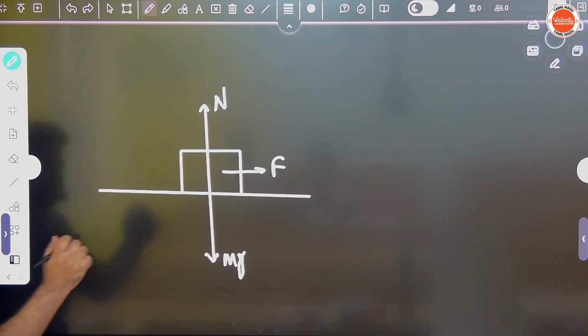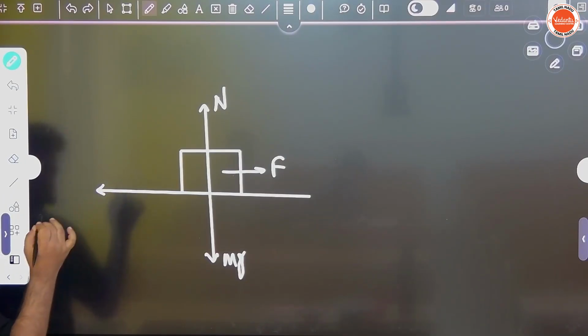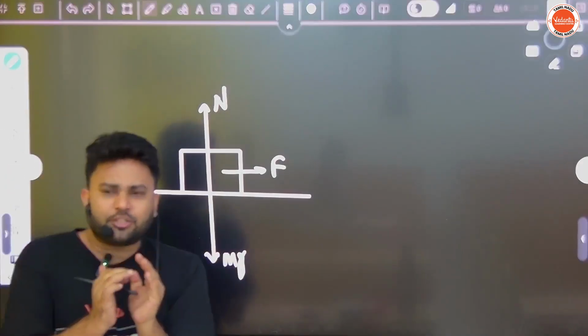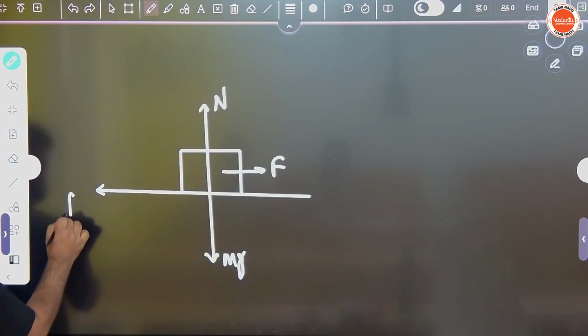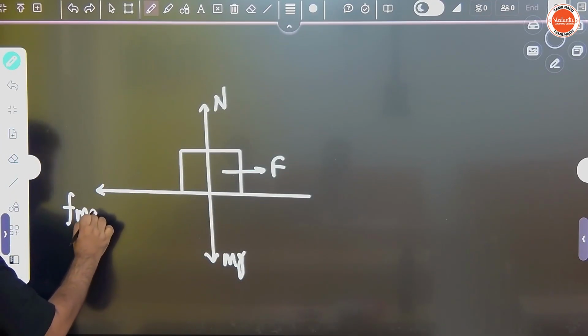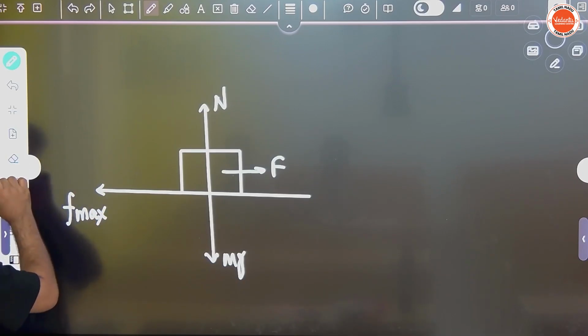and the body is on the verge to move, means right now it is not moving, but it is on the verge to move, means friction is maximum at that point. So this is F max. Suppose this is friction, F max. Correct?